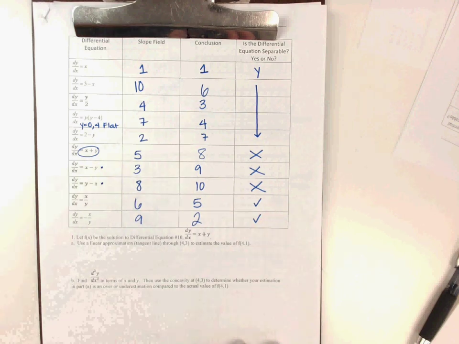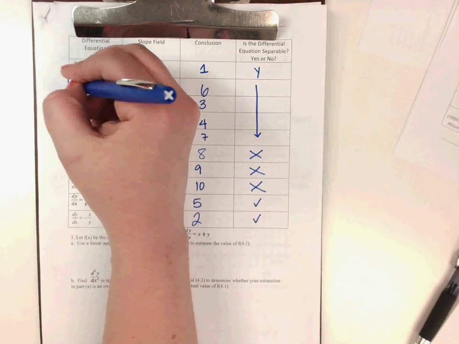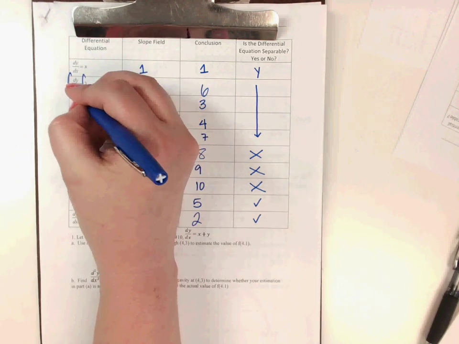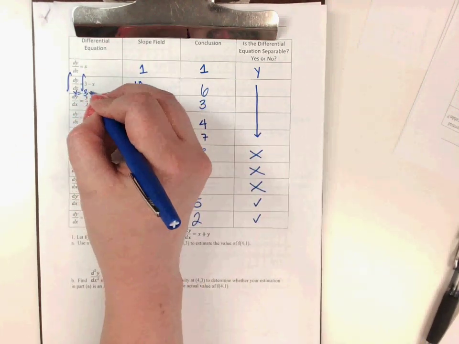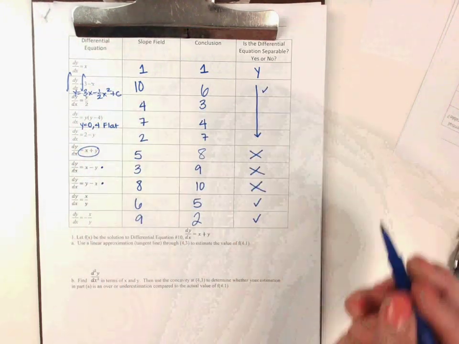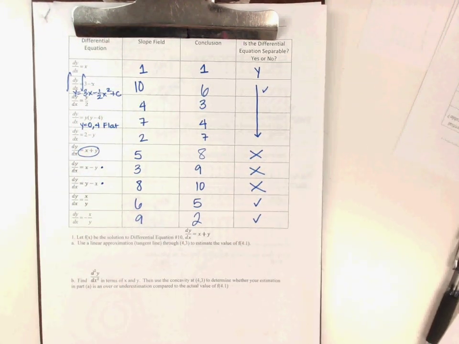Because X is already on its own side. So think about, could I integrate that as is? What's the integral of dy dx? Y. What's the integral of 3x minus a half x squared? Plus c. That means I can do it. Does that make sense? You only have to separate if it has x's and y's together.